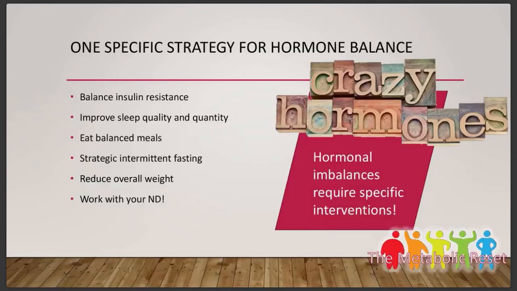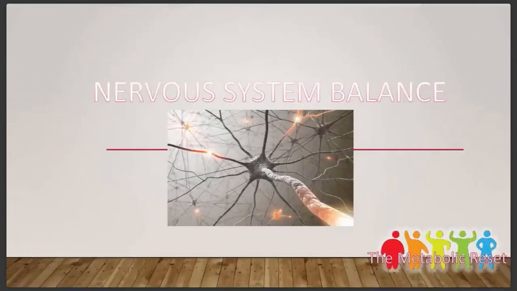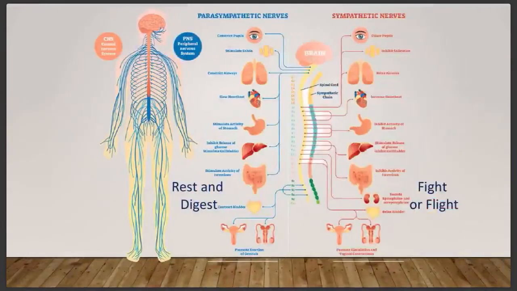Now, next is nervous system balance. With metabolic reset, the nervous system is actually really important. We really underappreciate the nervous system. It is an integrated regulatory system. It is literally enmeshed with all tissue functions. And sometimes stressors in the nervous system are a cause of a metabolic issue.